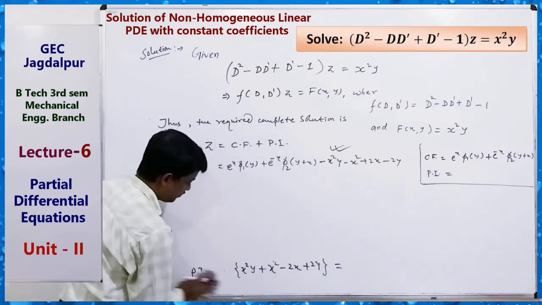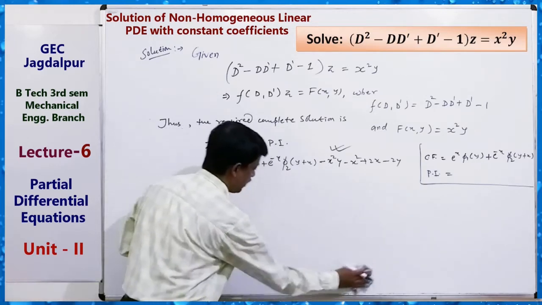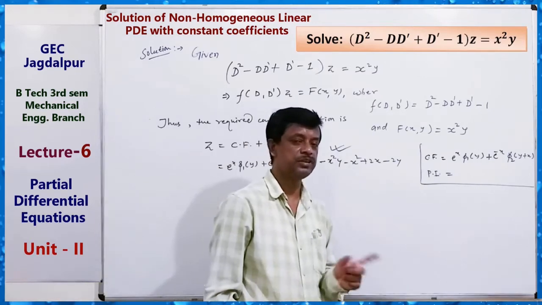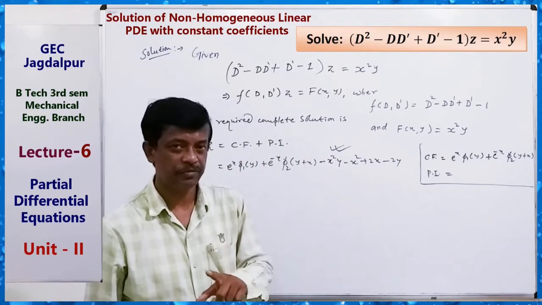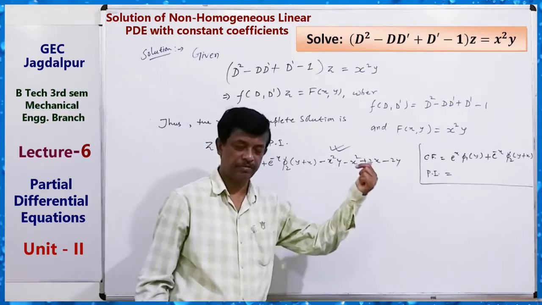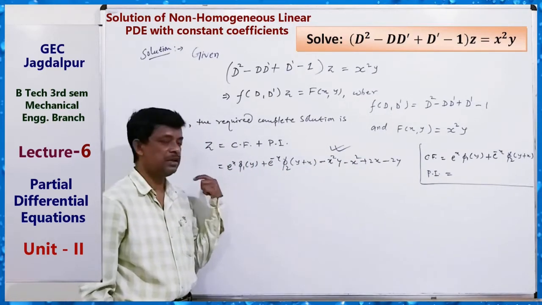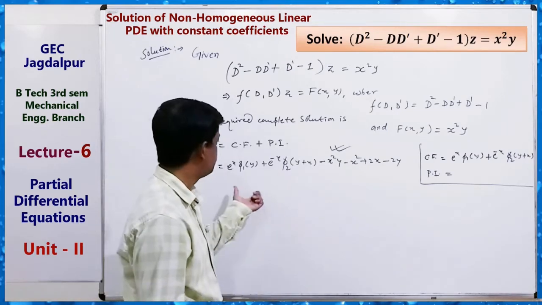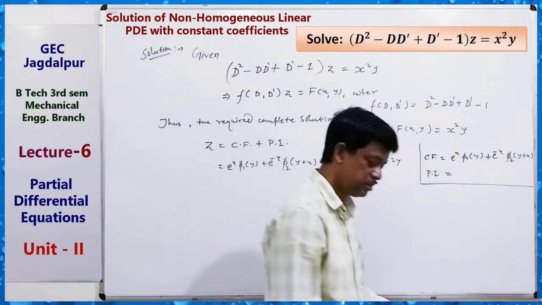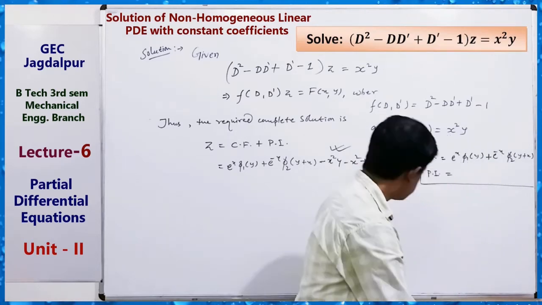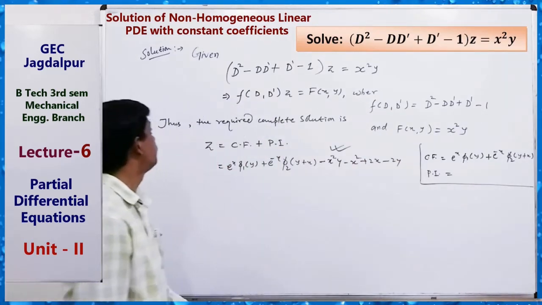Okay, so CF can be found by using the factor corresponding to d minus m d dash minus alpha, we will write e to the power alpha x phi of y plus mx, and finding the rule of PI is the same as for a homogeneous linear partial differential equation. Okay, so this was the solution of this question.